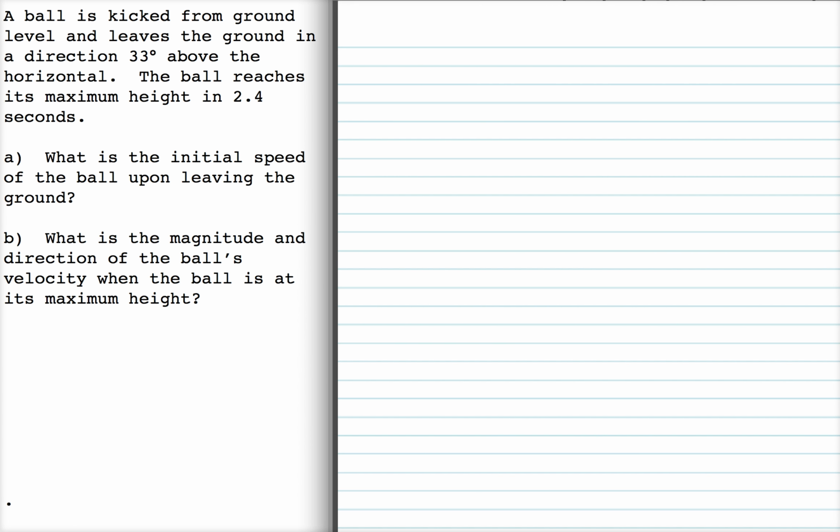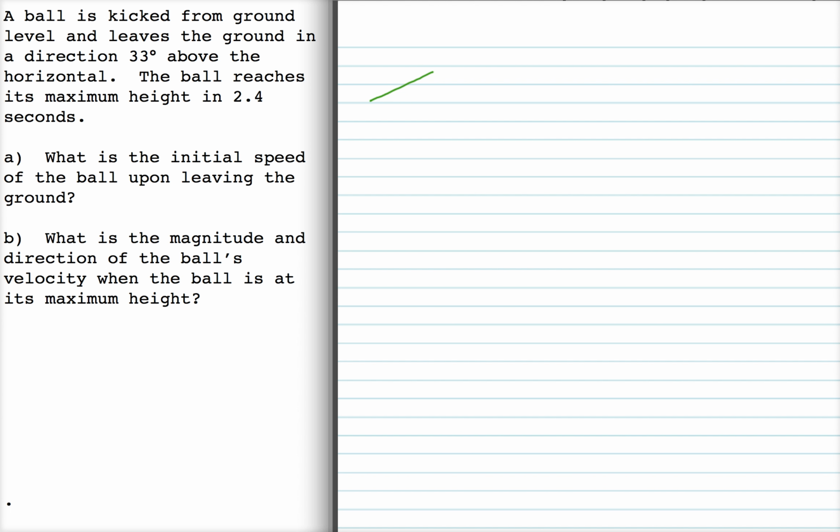Alright, for this problem, like any other, it's important that you attempt the problem yourself before you watch the video. I think the important thing about this problem is drawing a really good diagram. So let's see if I can do that.